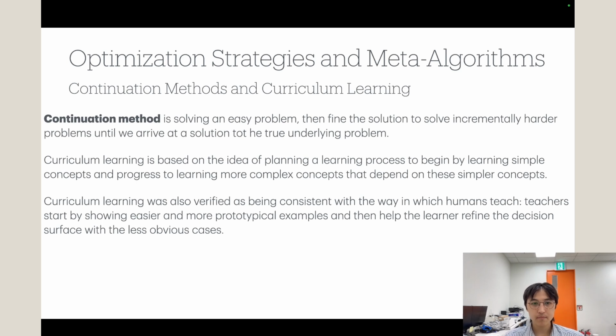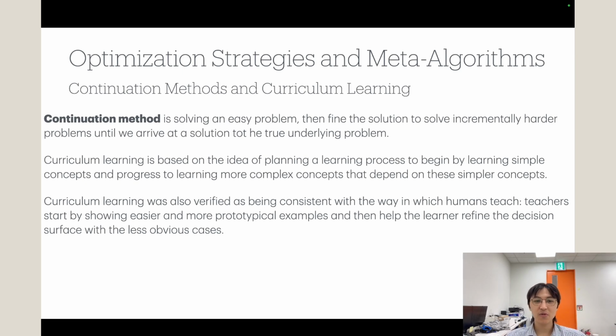And there is another one, curriculum learning, which is based on the idea of planning a learning process to begin by learning simple concepts and progress to learning more complex concepts that depend on these simple concepts. So curriculum learning is part of the continuation method. Students have a curriculum, a syllabus, and they follow this curriculum, and then they will do complex tasks. But initially they cannot do these complex tasks.